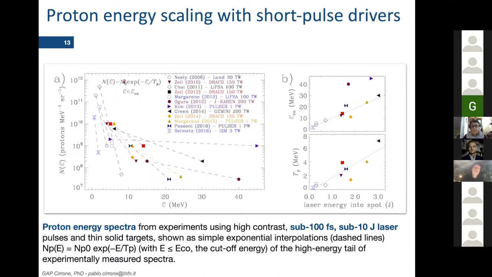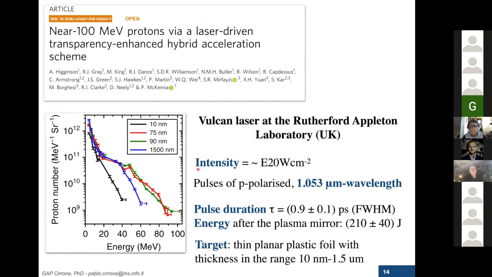They try to make a scaling law for this number of particles. And again, you can see that energy between 30 and 40 MeV can be reached with good conditions. Today, the world record, somehow, if we can call this a record, is the result that was obtained at the Vulcan laser in the UK, at the Rutherford laboratory, with an intensity of the order of 10^20 watt per centimeter square.